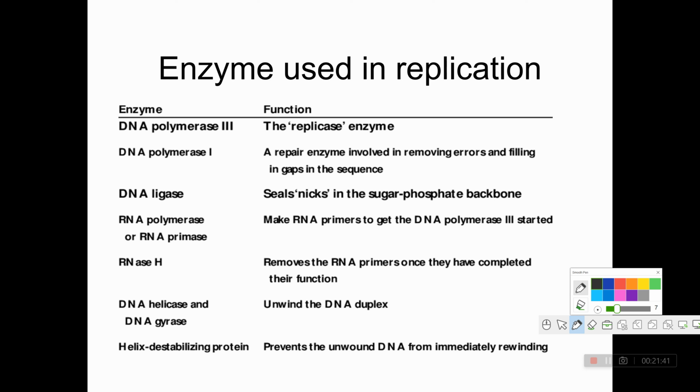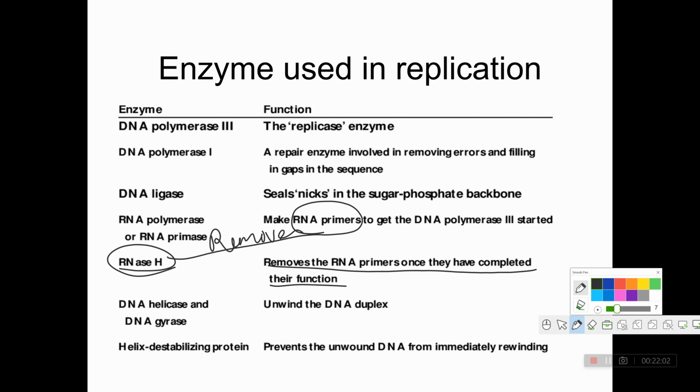Next is RNase H. What is the function of RNase H? They remove the RNA primer after the replication is completed, once the primer has completed its function. DNA helicase unwinds the DNA, or breaks the hydrogen bond.